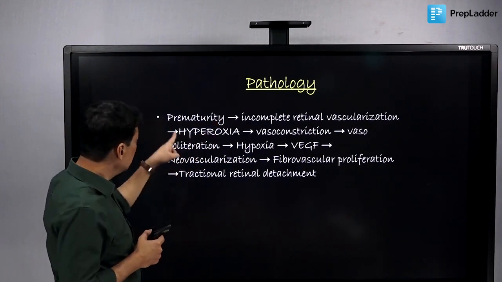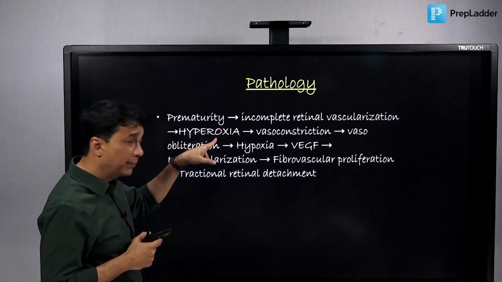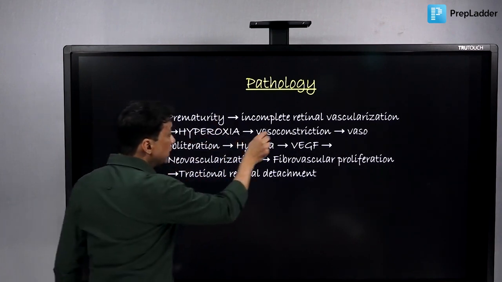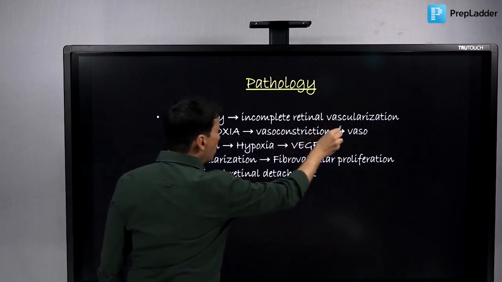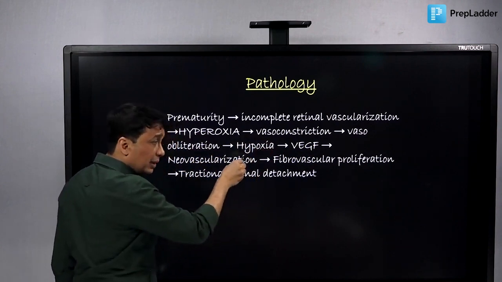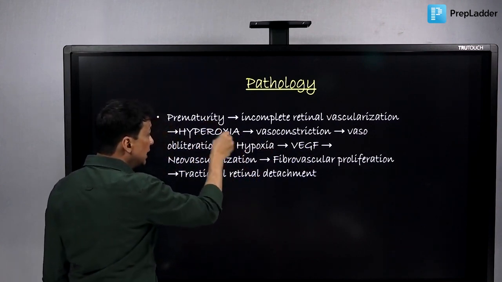Kindly remember, this is the basic stimulus. So you might get confused in the exam. It is the hyperoxia which is the culprit. Okay. So hyperoxia causes vasoconstriction, which leads to vasoobliteration. The blood vessels get obliterated. So you have lack of oxygen. That's hypoxia. So hyperoxia has led to hypoxia.